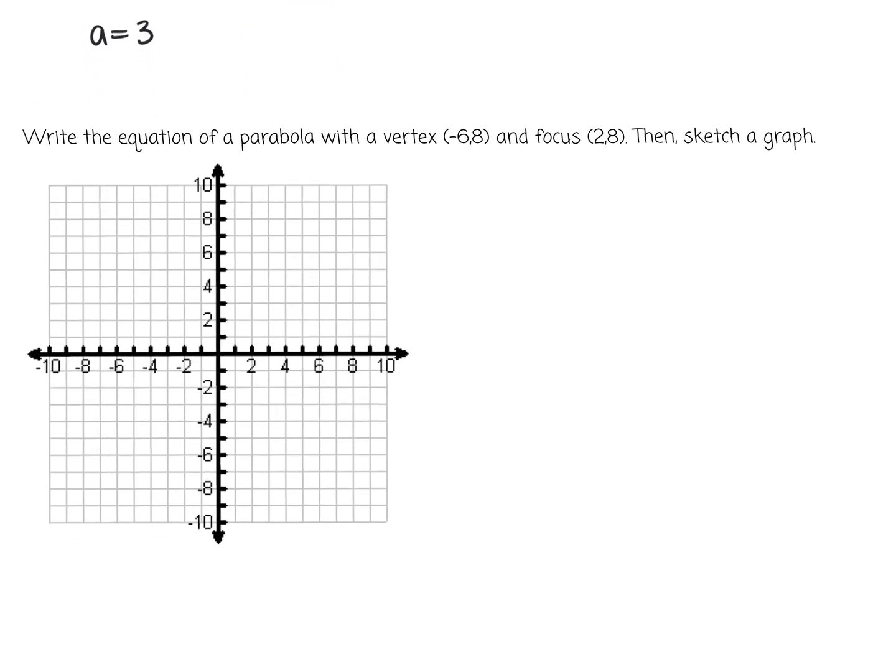Last example, we are going to write the equation of a parabola with a vertex at (negative 6, 8) and a focus at (2, 8), and then we're going to sketch our graph. So I'm going to start by figuring out what direction my parabola opens. So I'm going to plot my vertex, (negative 6, 8), and my focus, which is at (2, 8). So remember, your parabola always opens in the direction of your focus, which means my parabola is going to open right.